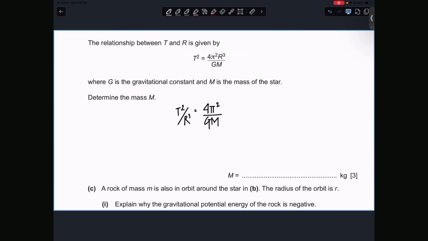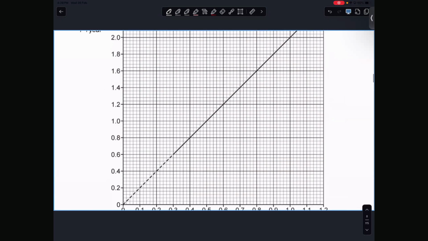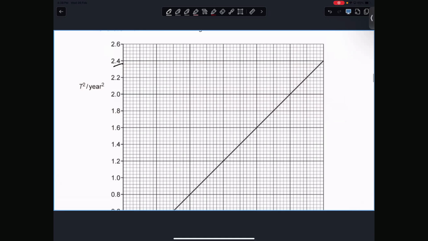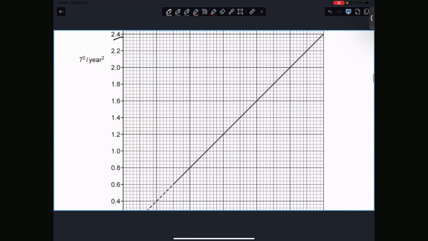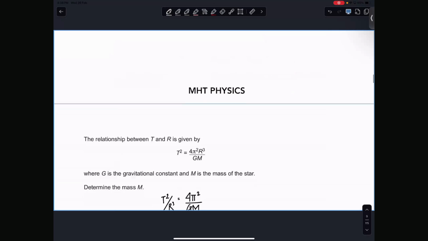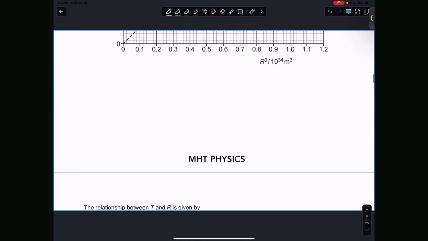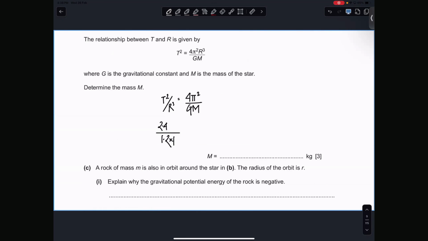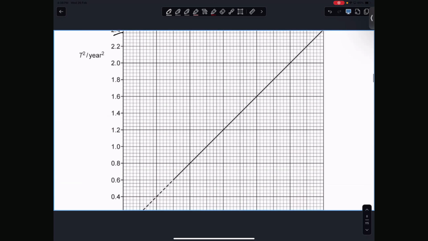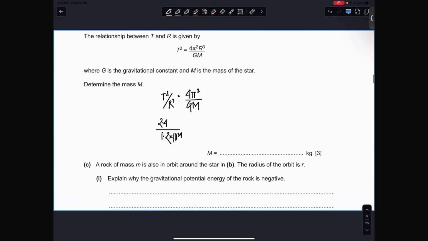And what are we supposed to find? M, right? From the graph, the gradient. Thankfully, the numbers are straightforward. This is 2.4, and this is 1.2. So 2.4 divided by 1.2, and also 10 to the power 34. But they created a problem at the top. What have they given for 2.4 up there? Year squared, right? What do we do here?